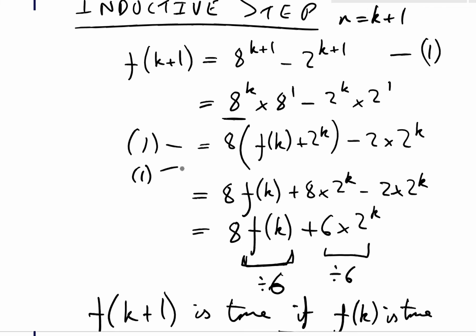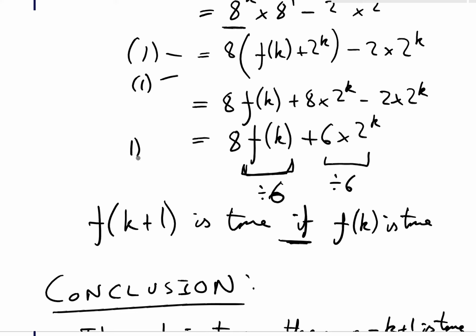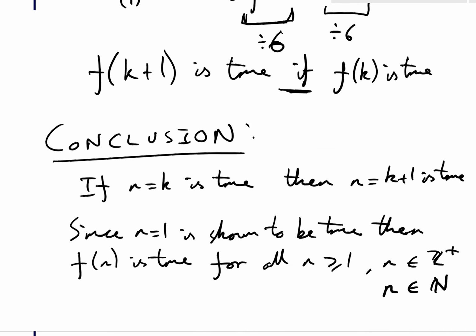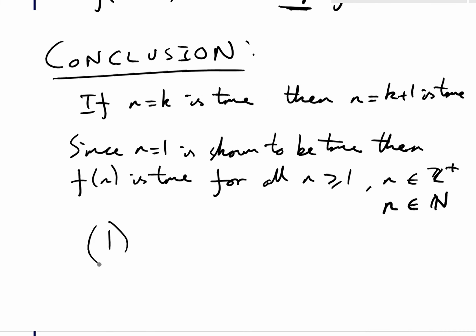There's another mark for showing this thing down here, showing it's divisible by 6. And then finally, there's another mark at the end for getting the conclusion right. So 6 marks in total. It's not that bad. If you know what you're doing, if you're well practiced with these types of things, it should fall out pretty easily.